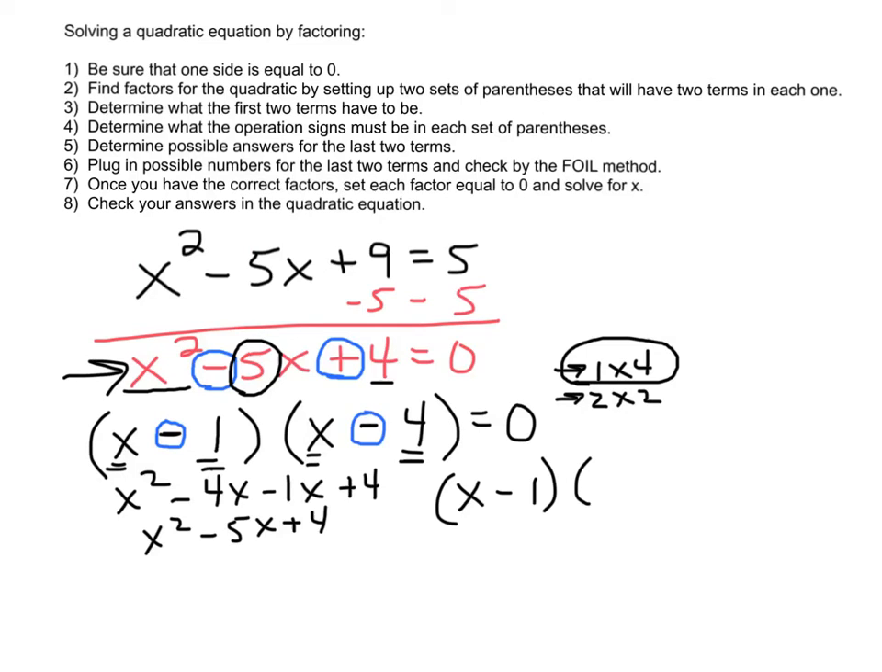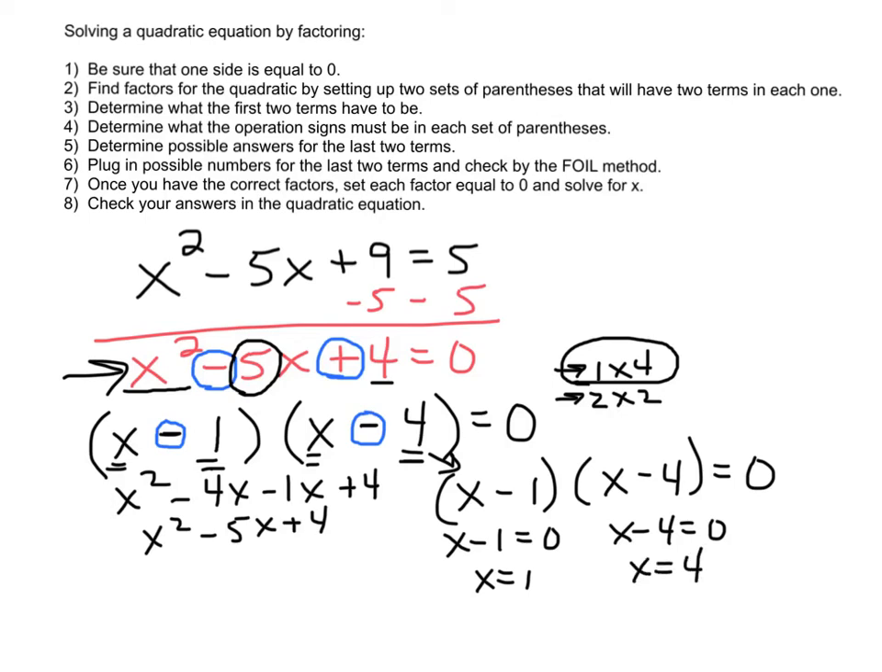I'm going to write down the factors again. What are the possible values for x? The factors were x minus 1 times x minus 4. So what I have to do is set each factor equal to 0 and solve for x. If x minus 1 is equal to 0, x is equal to 1. If x minus 4 is equal to 0, x has to be equal to 4. So those are my 2 possible answers.